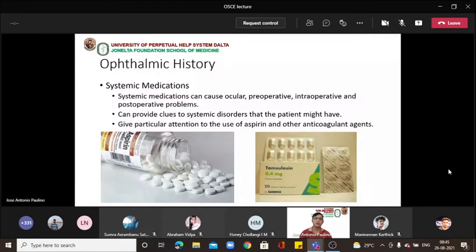So usually, when we do our ophthalmic history and systemic medications, there are specific medications such as this tamsulosin and also beta blockers, especially if the patient has asthma, because beta blockers such as timolol may exacerbate asthmatic attacks. So we have to make sure that we know all the medications that the patient has.